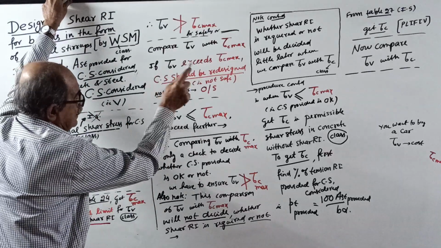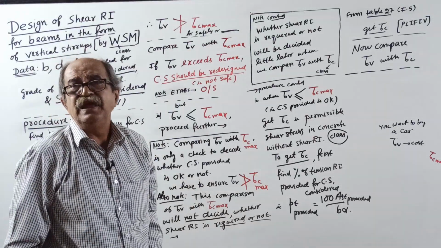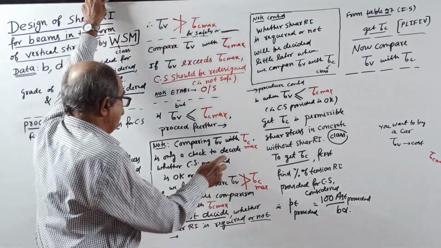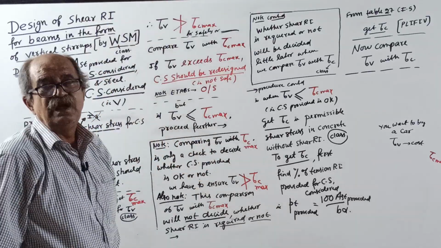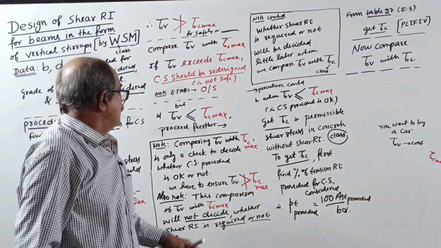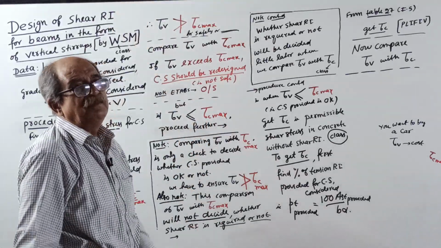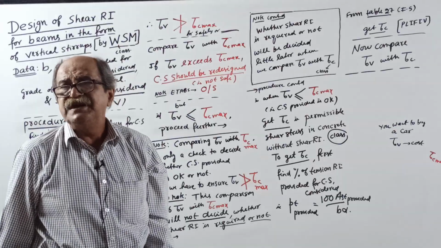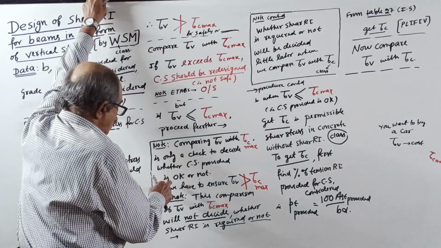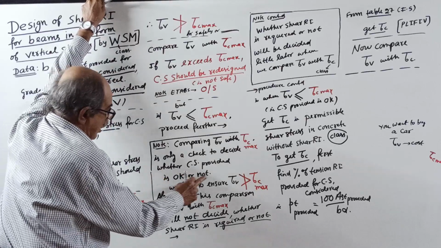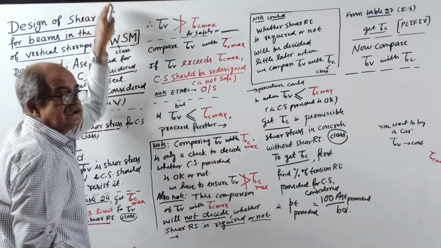Comparing tau v with tau c maximum is only a check for safety, or to decide whether the cross section provided is okay or not. Very important. Sometimes I will ask in the class, suppose tau v is less than tau c maximum. Okay, sir, safe. Shear reinforcement required? Not required, sir. No. Whether okay or not, we have to ensure tau v is not more than tau c maximum.